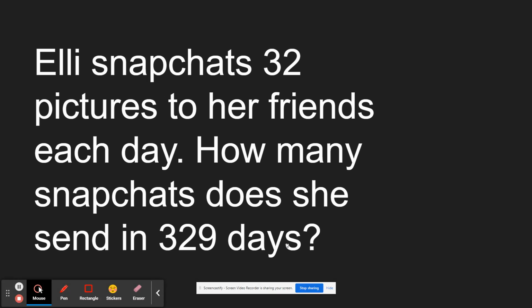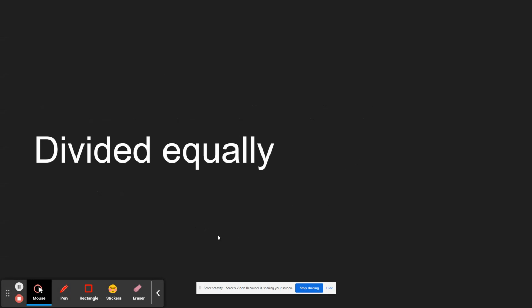Also, sorry, I keep going back, but if this is multiple choice and all of your answer choices are larger than 329, you know you're going to multiply. Because if I divide 329 by 32, I'm going to get a number smaller than this. So if all your answer choices are bigger than this number, that also tells you you're going to multiply. Divided equally, that's what's being shared, divided by who, what, how many days, how many buckets, how many people are sharing.